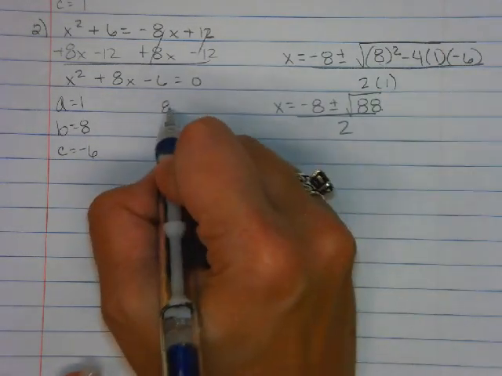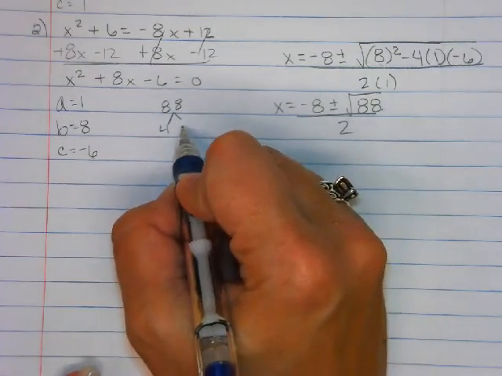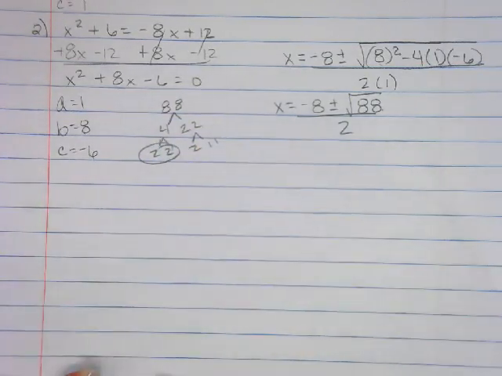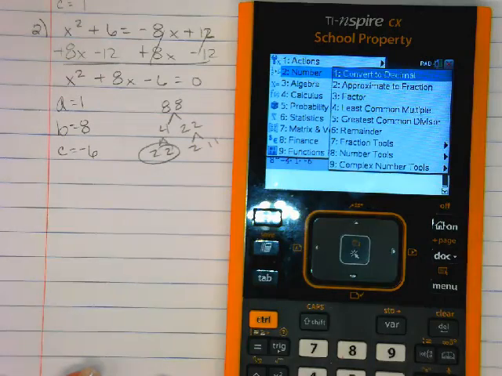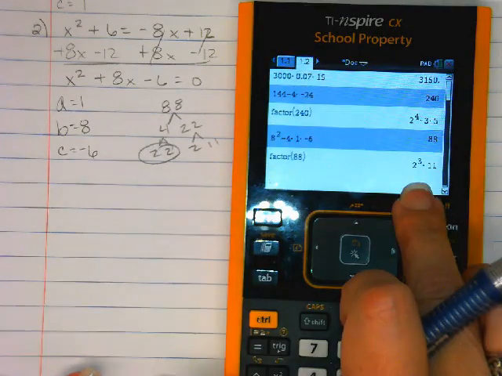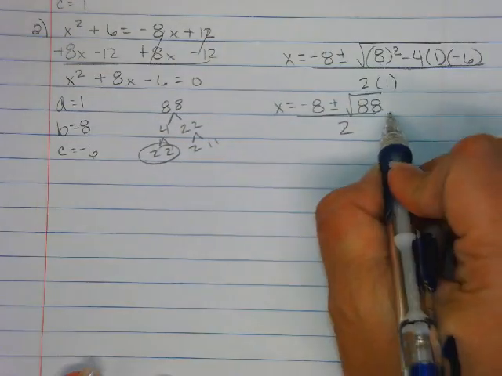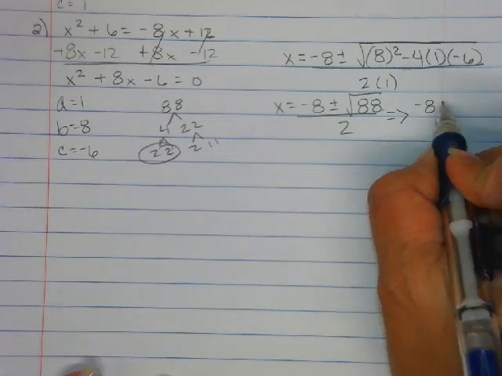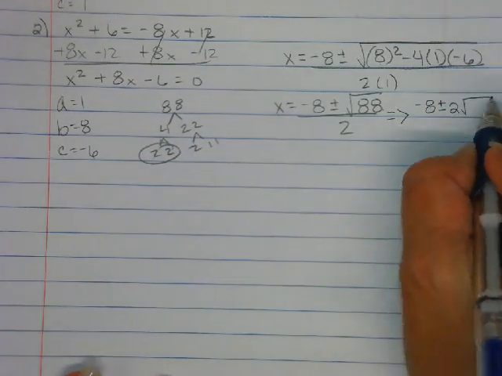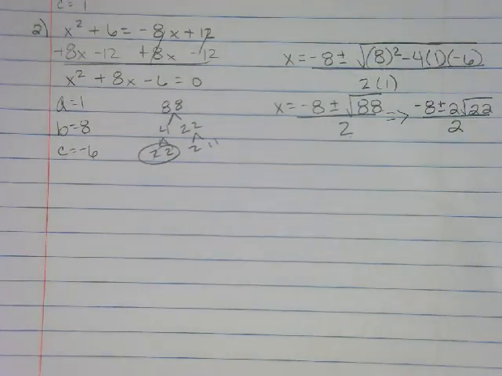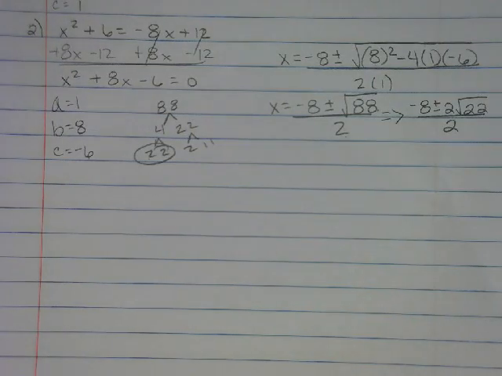Okay, 88, remember, is 4 and 22, which is 2 and 11, which is 2 and 2. Here's my pair. You can also, if you recall, menu 2, 3, 2 times 2 times 2 times 11, right? Where do the pairs go? They go outside. So I'm going to say negative 8 plus or minus 2 on the square root of 22 all over 2. Again, if this is multiple choice, you're like, woohoo! And that's not an answer, because we're not done simplifying. You're getting there, but you haven't simplified it all the way.